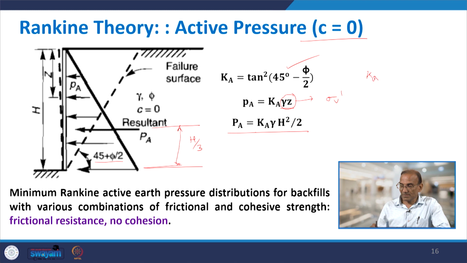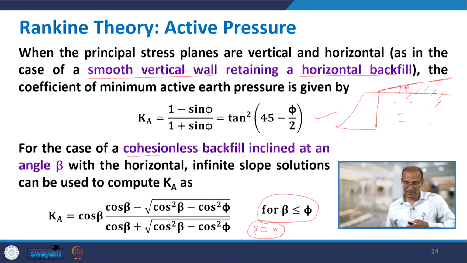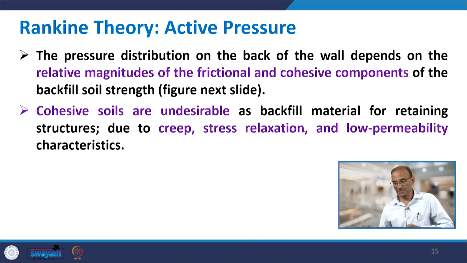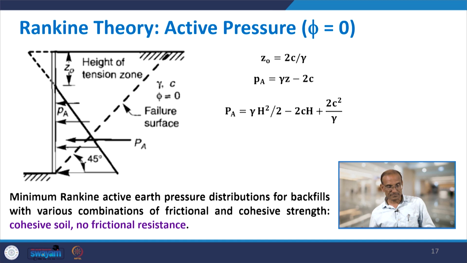So, as a result Ka will be always less than 1, because tan 45 degree will be 1, or even using this expression also, when phi equal to 0, sin phi equal to 0, Ka will be 1. But when phi is not 0, the numerator will be less than 1 and the denominator will be more than 1. So, whatever you find for the real value of phi, K will be less than 1. That is coming directly from this equation. So, that needs to be understood.